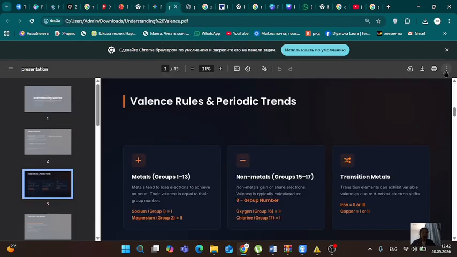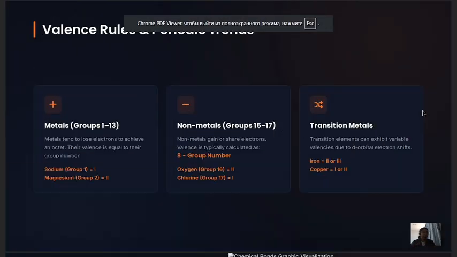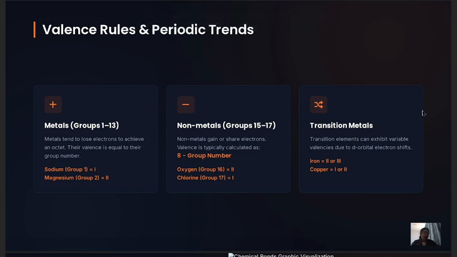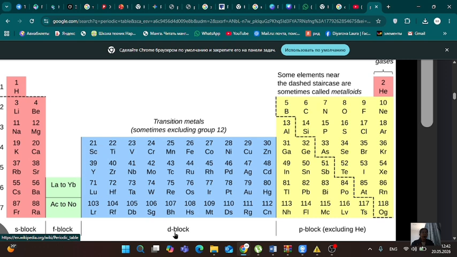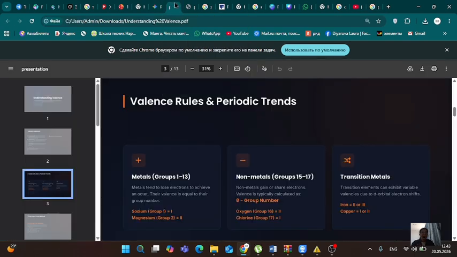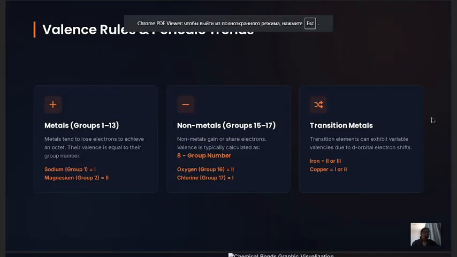Third, about transition metals, the elements in the middle of the table, they can change their valence. For example, iron has valence 2 or 3, and copper has 1 or 2. Here you may see them. These atoms can change the valence number.